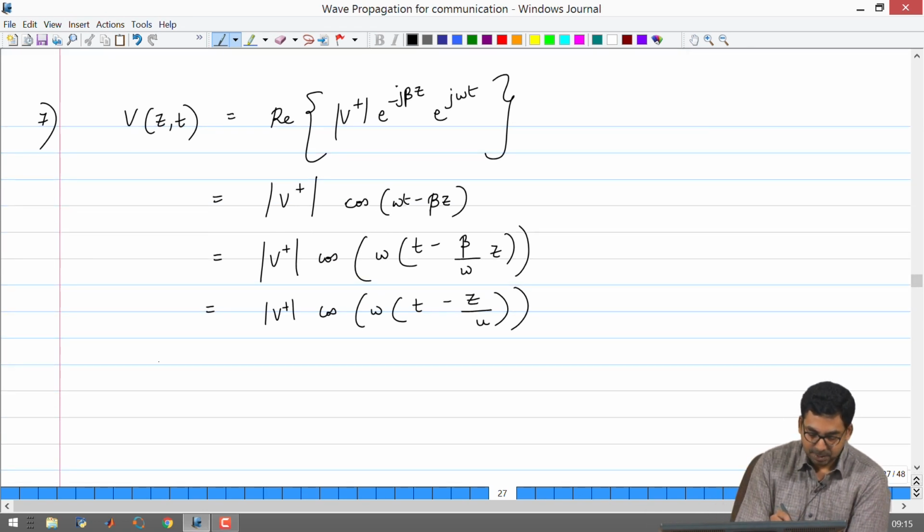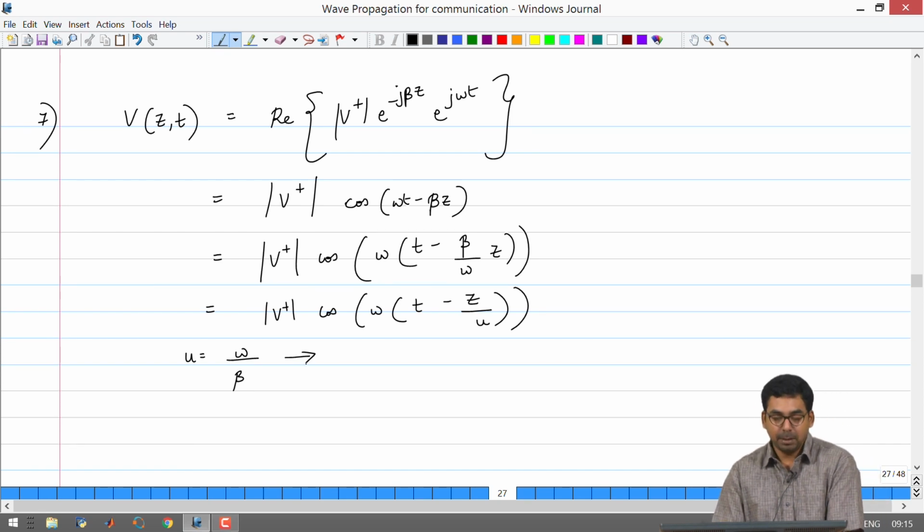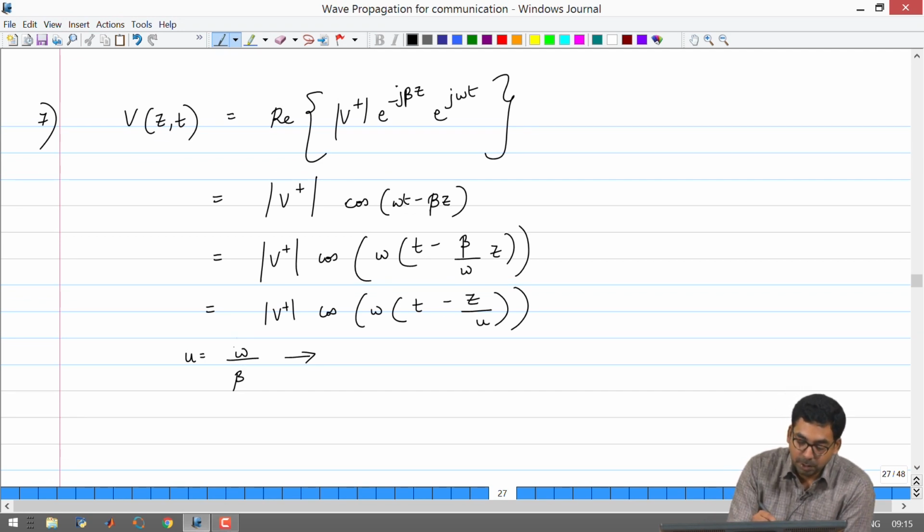Now, since this is established, we have encountered some new terms, alright. Beta, alright, is known as the phase constant, and u has been defined as omega divided by beta. Okay. So, you will be having radians per second for the numerator and radians per meter for the denominator. So, you will end up having meters per second. This term is known as phase velocity.